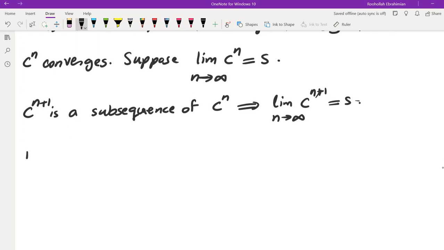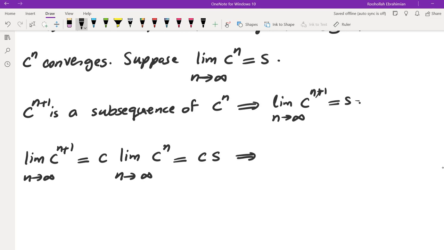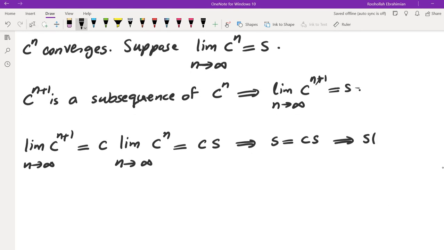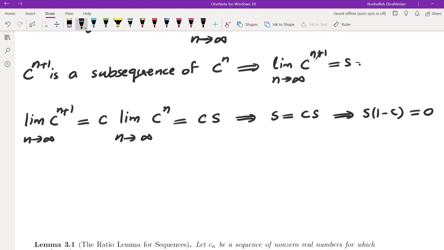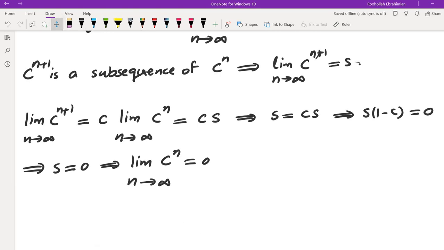Now if you look at the limit of c to the n plus 1 as n approaches infinity, we can take one of the c's out, so we get c times the limit of c to the n as n approaches infinity. This is c times s, so this means s is equal to cs, which means s times 1 minus c equals 0. But s was between -1 and 1. It was not 1, so that means s is 0. So this tells us that the limit of c to the n is in fact 0 as n approaches infinity.